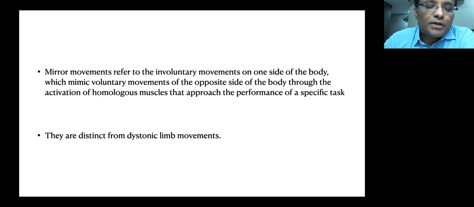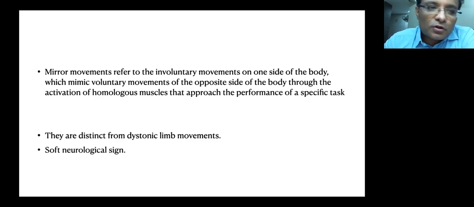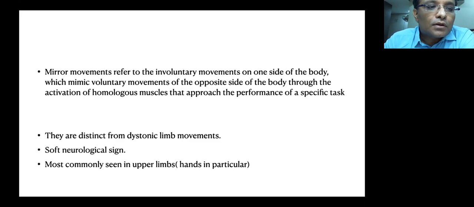they are distinct from dystonic limb movements. They are not classically dystonic limb movements. It is a soft neurological sign. So one needs to be very probing in the clinical assessment to get these mirror movements as a neurological sign. And first we should be aware of that entity in particular medical conditions so that we can look for it in various neurological illnesses.